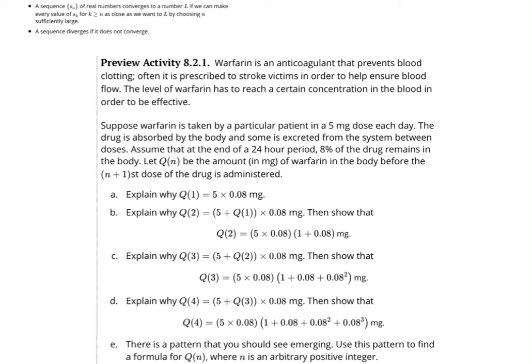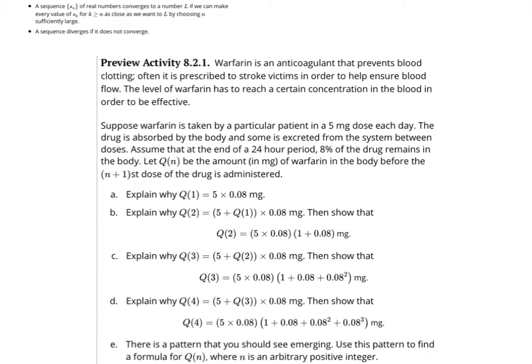Using this information, reading it again more carefully on your own, you need to explain why Q of 1 is 5 times 0.08 milligrams. Q of 2 is 5 plus Q of 1, that whole quantity, times 0.08 milligrams. So try to explain why that is, and the hint for you is the activity we did at the beginning of the sequences section involving the compound interest.